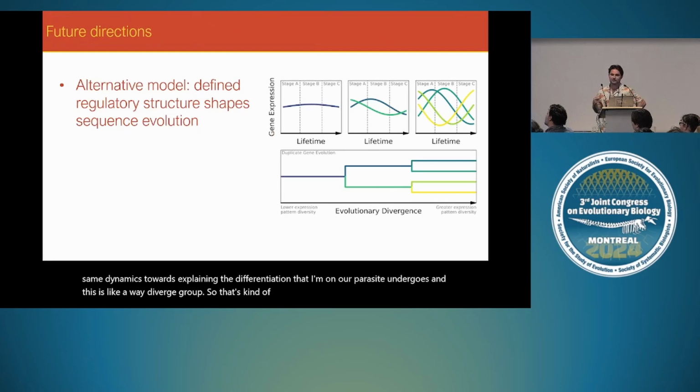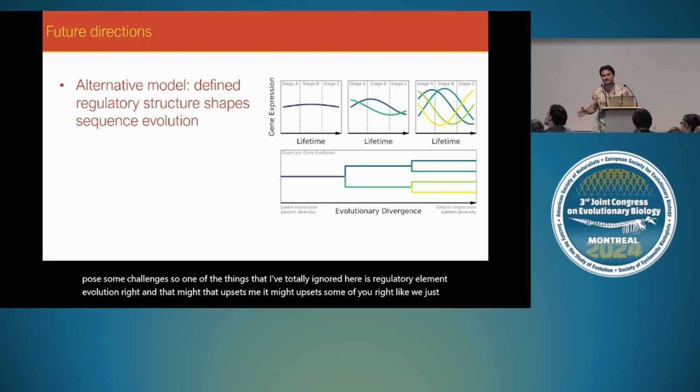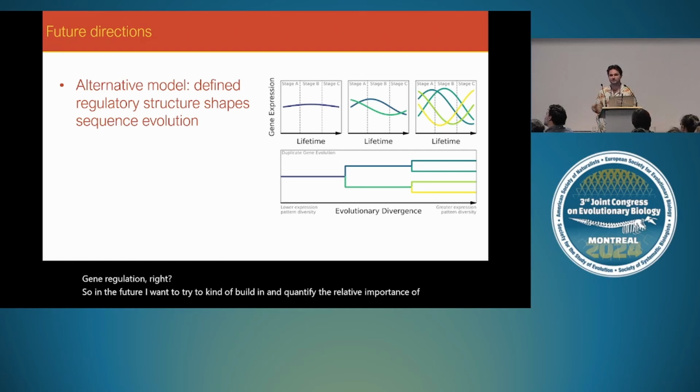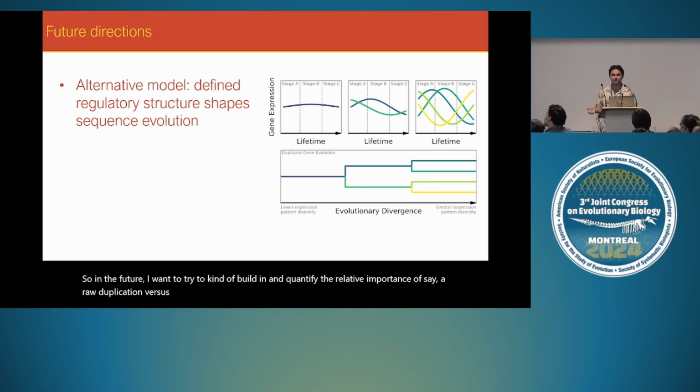Then I wanted to pose some challenges. One of the things I've totally ignored here is regulatory element evolution, and that upsets me. It might upset some of you. We totally ignored that whole aspect of gene regulation. So in the future, I want to build in and quantify the relative importance of, say, raw duplication versus regulatory element evolution and so on.